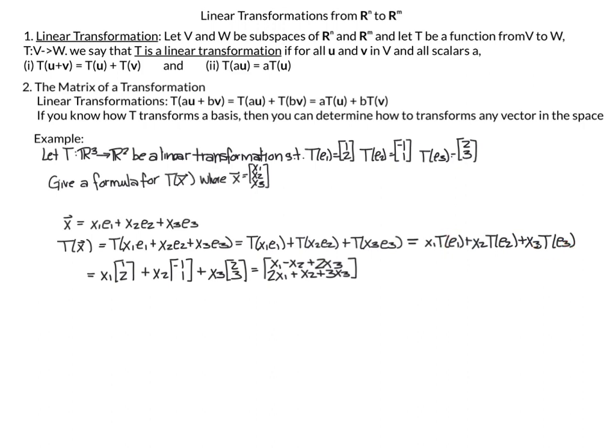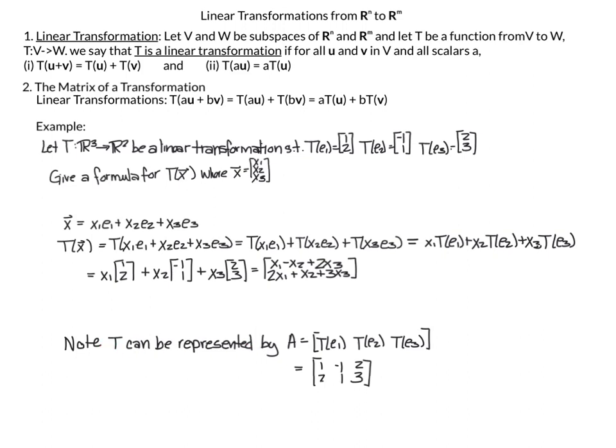which, rewriting this, I have x1 and T of e1 is (1, 2). I have x2 and T of e2 is (-1, 1). And x3 and T of e3 is equal to (2, 3). So multiplying this out, this is (x1 minus x2 plus 2x3, 2x1 plus 2x2 plus 3x3). So this is our transformation T. And actually this is a perfectly acceptable form of writing a formula for T given an X. But we can go further and represent T by a matrix A.